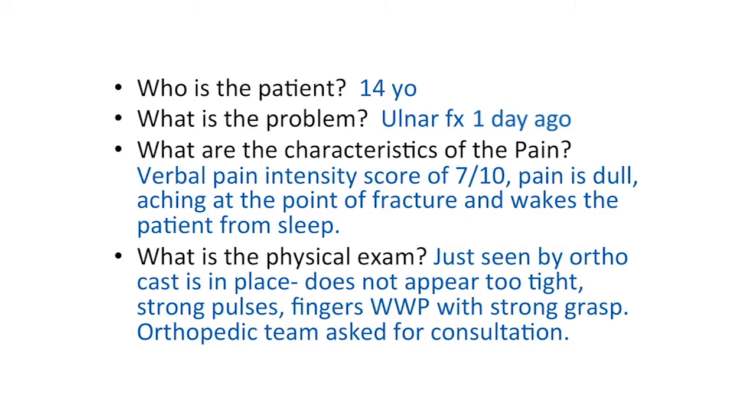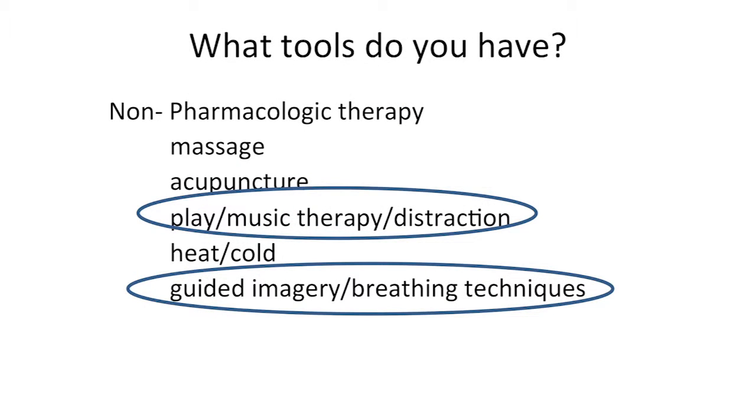On physical exam, the patient has just been seen by your orthopedic colleagues. There is a cast in place, which does not appear too tight, and he has strong pulses. His fingers are warm and well perfused with a strong grasp, and the orthopedic team has asked for pediatric consultation for opioid management of his pain. What tools should we employ to help this patient tolerate the pain?